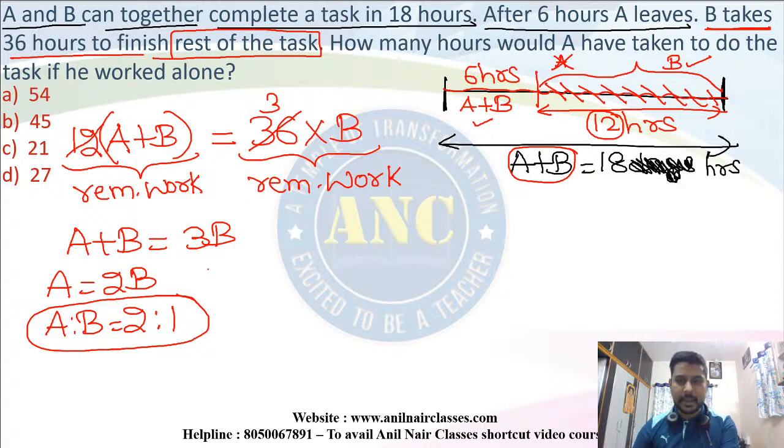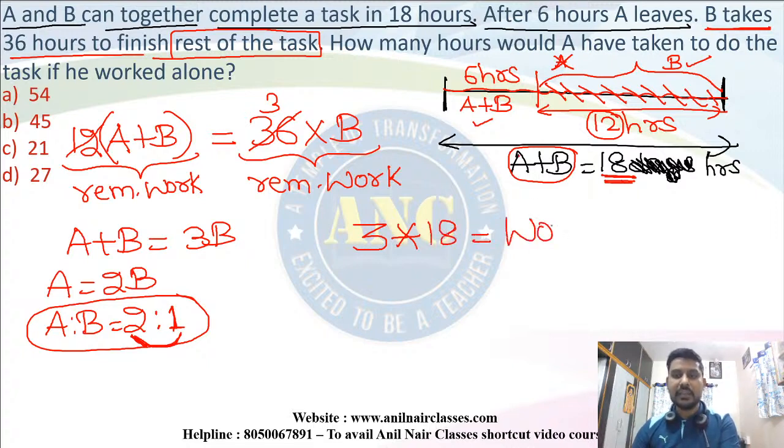Can I say that B's capacity is 1 unit per day, A's capacity is 2 units per day. And it is given in the question that if A and B only had worked, they would have completed the work in 18 hours. When A and B are working together, their capacity is 3 units. So in 1 hour they will do 3 units. To complete all the units they will work for 18 hours. So that means total work is nothing but 3 into 18, which is 54 chocolates in the box.